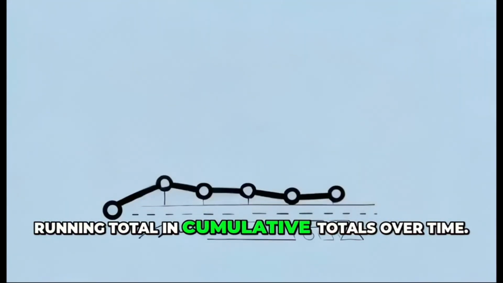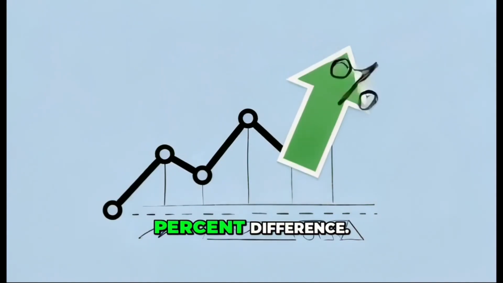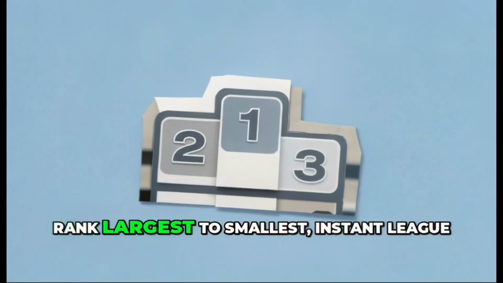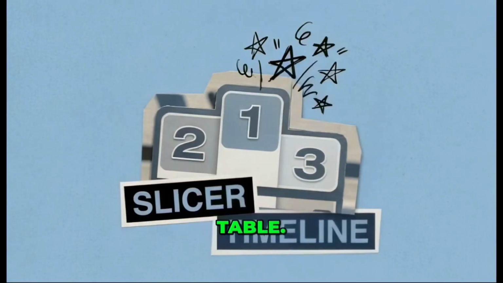Running total in, cumulative totals over time. Percent difference from, growth versus previous period. Rank largest to smallest, an instant league table.